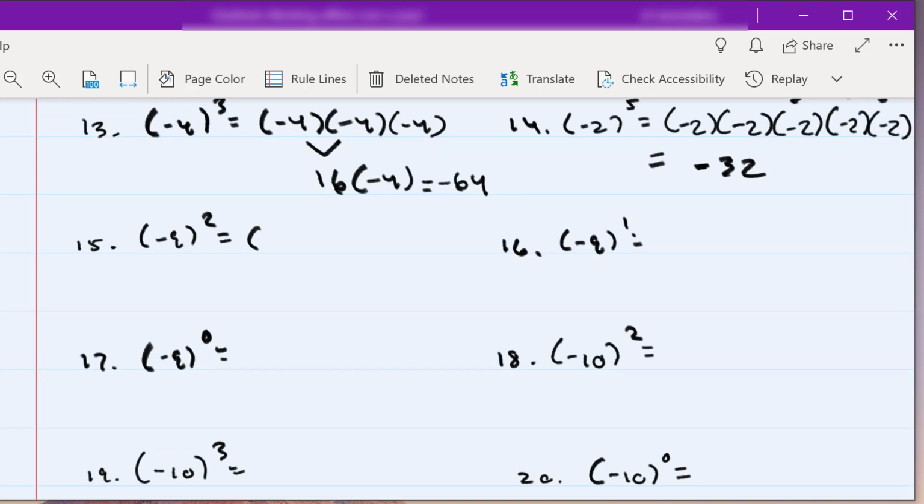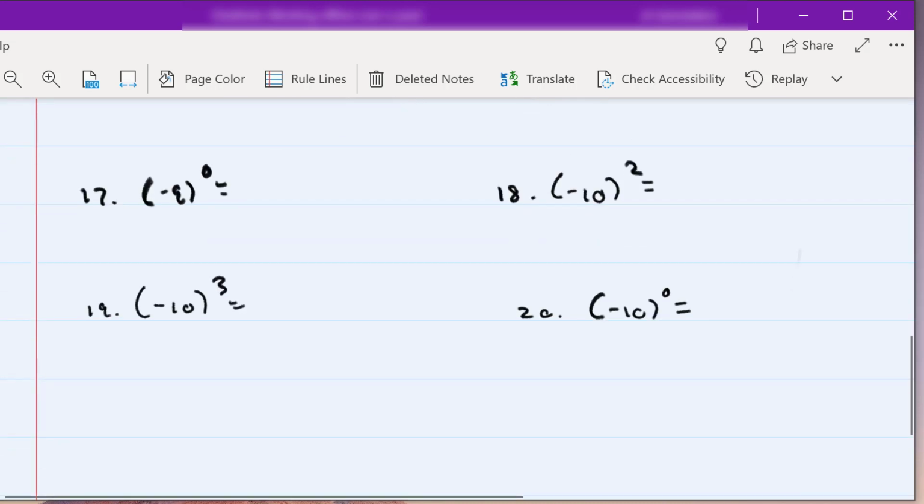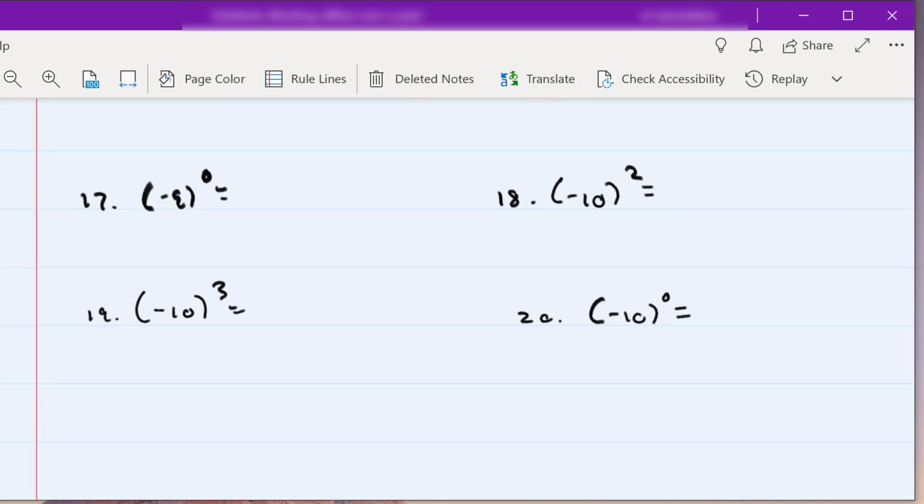Minus 9 squared is minus 9 times minus 9, which is 81. Minus 9 to the power of 1 is just minus 9. Minus 9 to the power of 0 is 1.